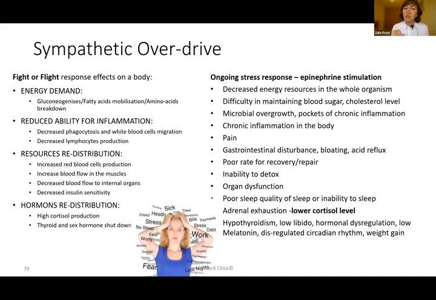And because you don't have a sufficient amount of nutrients, you have a poor rate of recovery. You cannot repair adequately because you don't have building blocks for repair. Inability to detox, why? Because remember, the blood is continuously going into the muscles and flowing out of the internal organs. So you have organ dysfunction and you become toxic, and poor sleep. Of course, inability to sleep is one of the most important indications of ongoing stress, because you are constantly firing adrenaline.